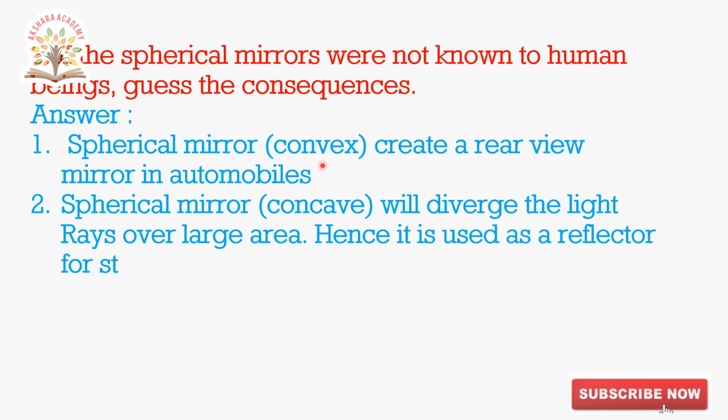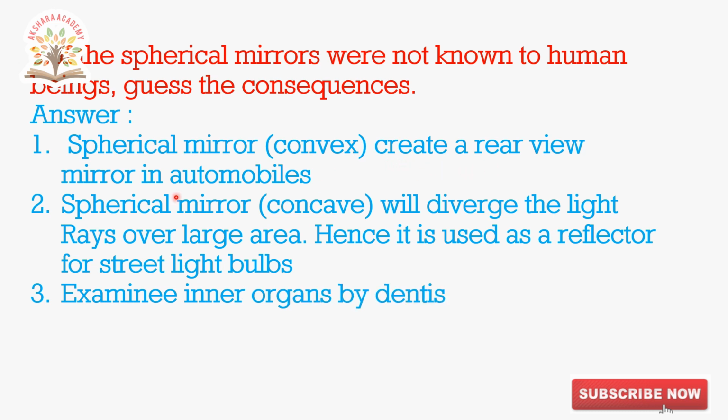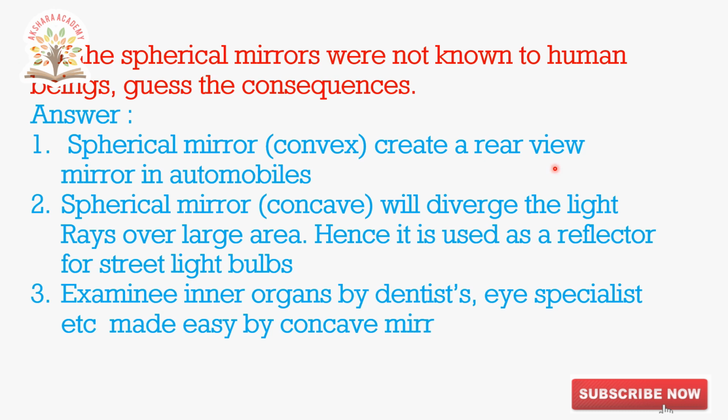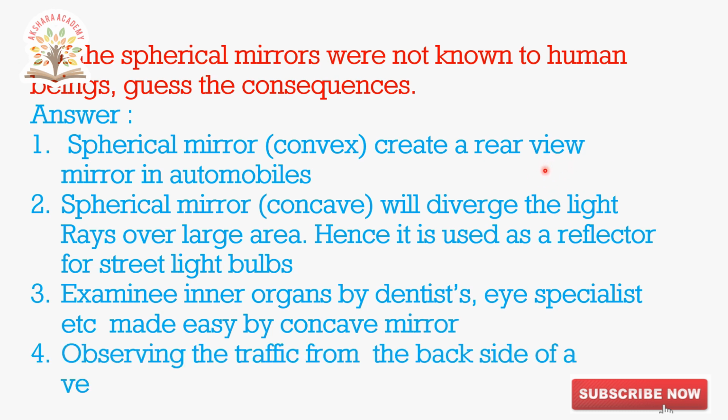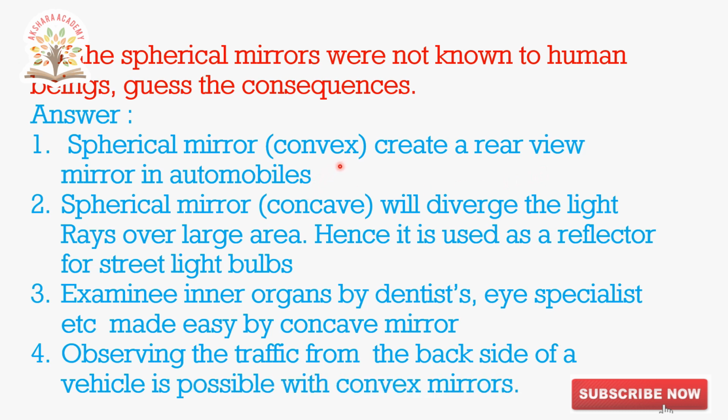First one, spherical mirror. Suppose in the case of convex mirror, a convex mirror is used as a rear view mirror in automobiles. Rear view means those coming behind us, and we can see them by using a convex mirror. So a convex mirror is used as a rear view mirror in automobiles.